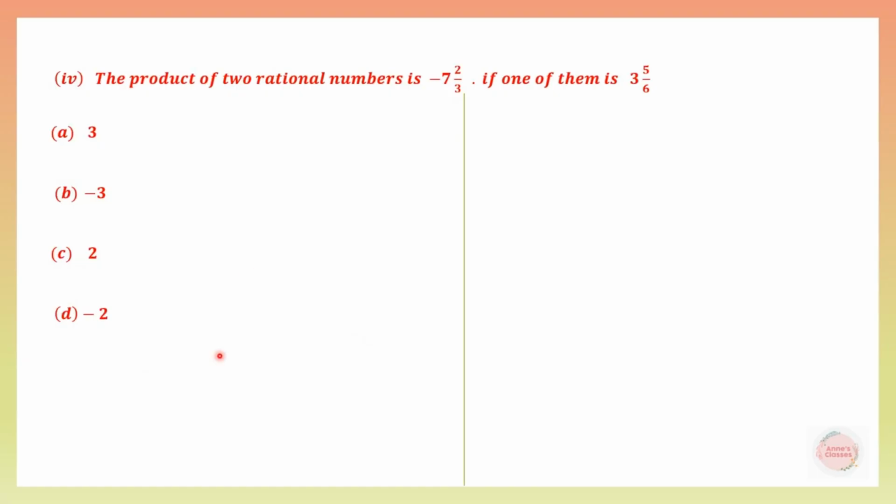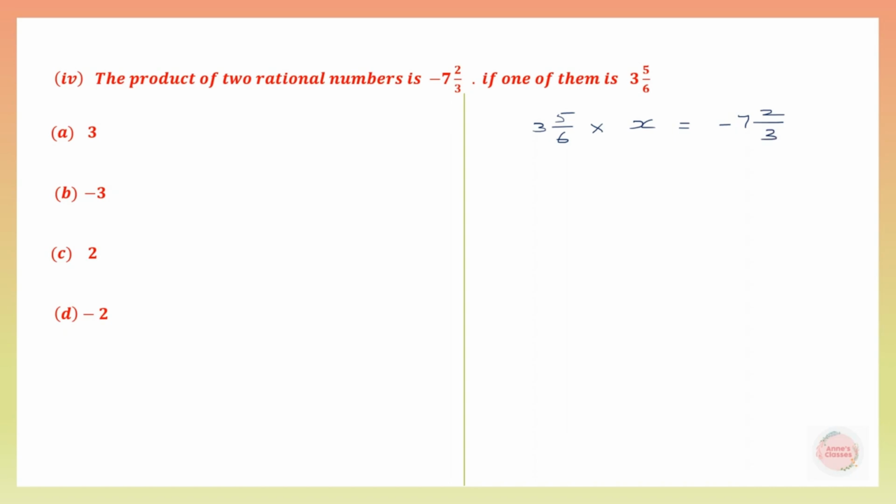Question 4. The product of two rational numbers is minus 7 2 by 3. If one of them is 3 5 by 6, what is the other number? Now we have done sums like this, isn't it? So one rational number is 3 5 by 6. Now when you multiply this with another rational number which we are going to call x, our answer is going to be minus 7 2 by 3. Now the question is, what is x? Find the value of x.